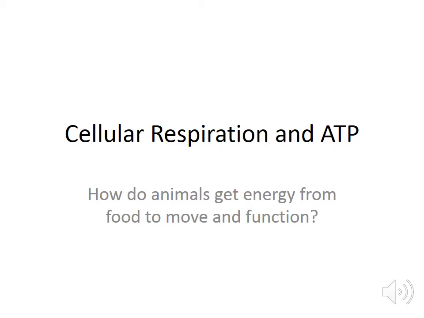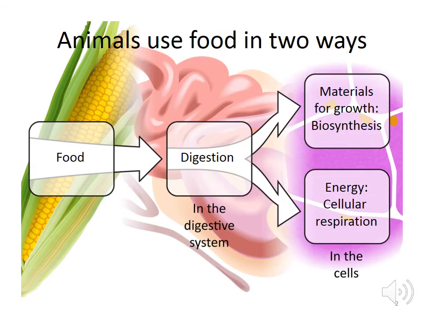Remember that one of the big questions for our unit is how do animals get energy from food to move and function? So we've been using that animals use food, they digest their food in the digestive system, so polymers break down into monomers. The monomers go from the small intestine into the bloodstream and get carried around to all the cells in the body. The cells then use those monomers either for biosynthesis or growth or for energy. And when they use monomers for energy, that process is called cellular respiration.